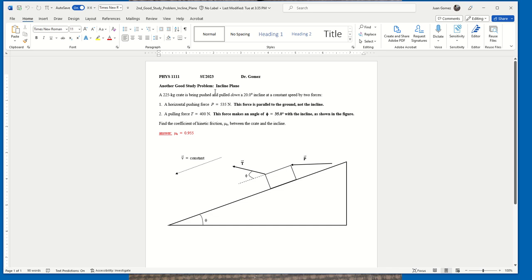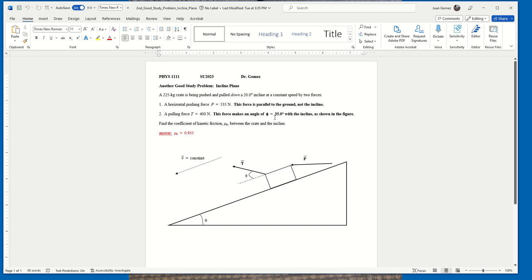It's being pushed and pulled down an incline. The incline is 20 degrees, meaning that's what theta is. And it's being pushed and pulled by two forces. A horizontal pushing force, P. Again, P is in the original negative x direction. See, it's parallel to the ground, not the incline. And then a pulling force, a tension force, we'll call T, at 400 newtons.